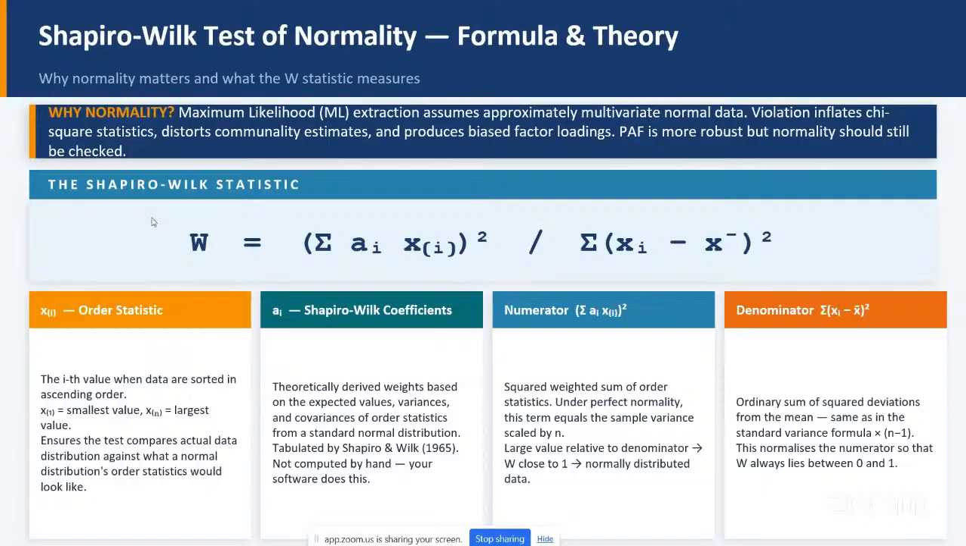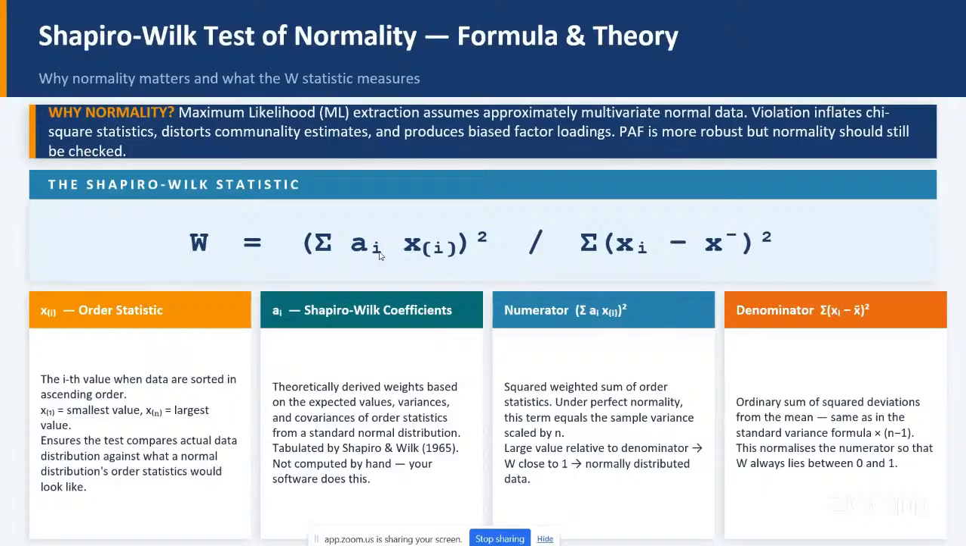So, what is the statistic for this? W, that is the statistic, that is summation ai xi. These are ordered statistics, like these are in some specific order. If it is x1, then it is the smallest. If it is xn, it is the highest. Divided by summation xi minus x bar, that is the mean, whole square. So I have explained this.